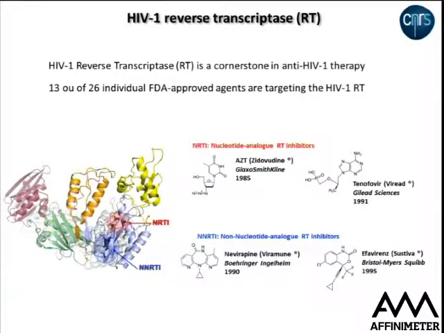And RT inhibitors can be divided into two families. First, NRTI, nucleotide analog RT inhibitors, that are competitive with the natural nucleotide substrate of the enzyme, but they act as chain terminator after incorporation into the primer strand. And the second family are NNRTI, for non-nucleotide analog RT inhibitor. They bind to a hydrophobic pocket located about 10 angstrom away from the catalytic active site. They are non-competitive inhibitors, but their mechanism of action was still unclear.